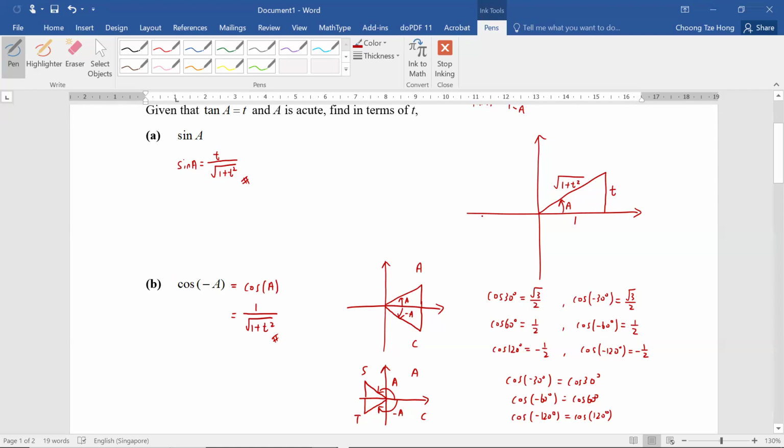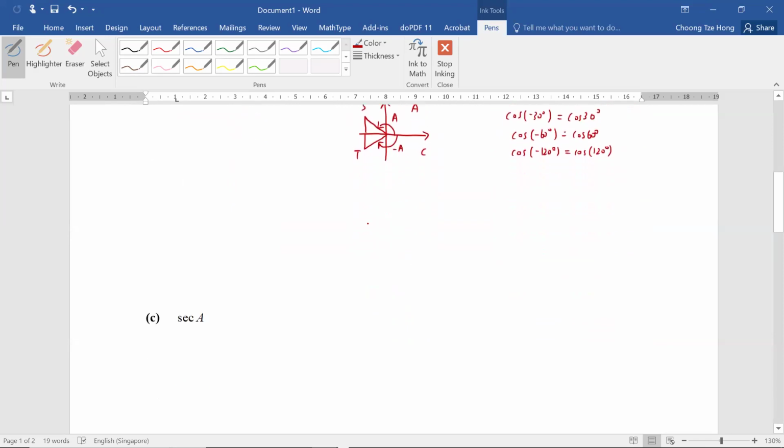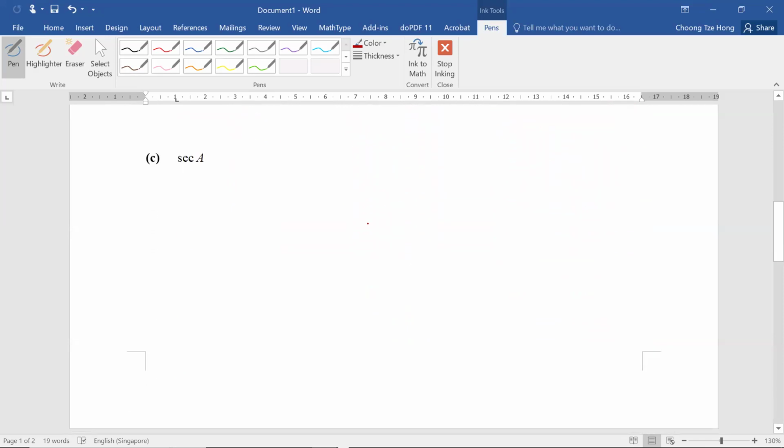But anyway, if you forget, you can always just use your calculator. Test a few angles. Cosine 30 and cosine negative 30, and you see they give you the same answer. Then you will know the relationship already. Okay, so that's for cosine negative A. Let's look at the next one. Next one is easy.